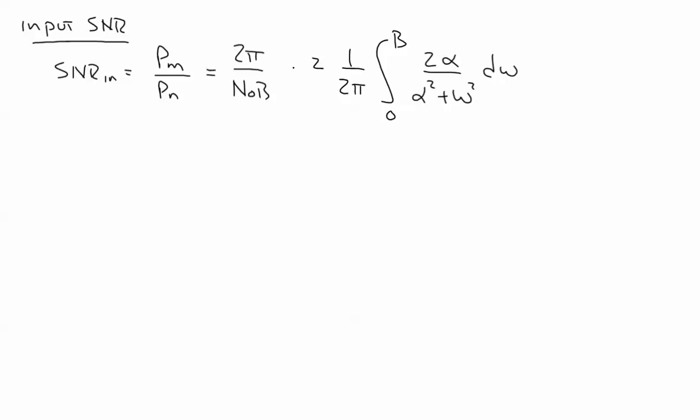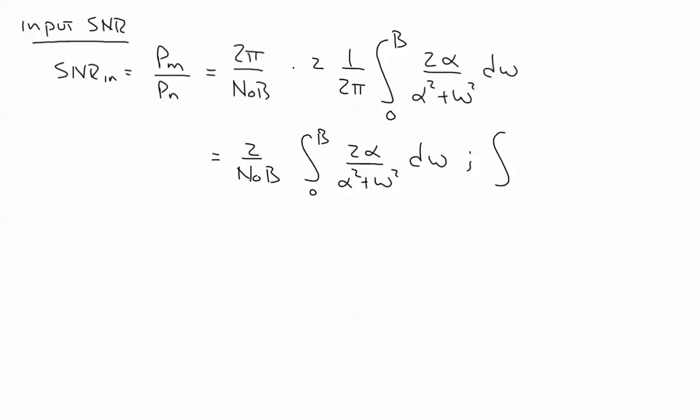All right. Simplifying this just a little bit, we get 2 over N naught B, integral from 0 to B, 2 alpha over alpha squared plus omega squared d omega. And now I'm going to apply an integral table result that I found.